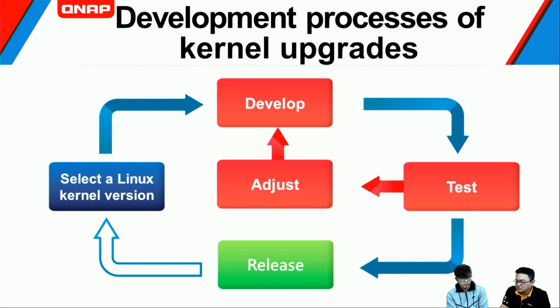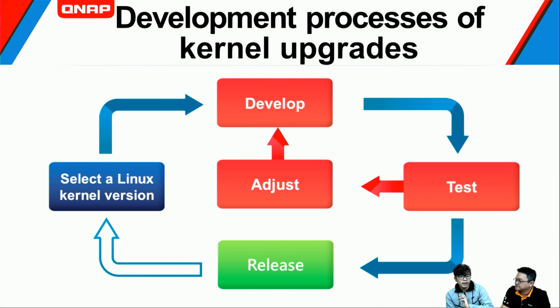Then after QA passes the certificate, passes the QA test, we just release it to the public. This is a kind of cycle. After we release the new kernel to the public, our development team will keep watching the next release version. If the test is not passed, we will just keep it in development.